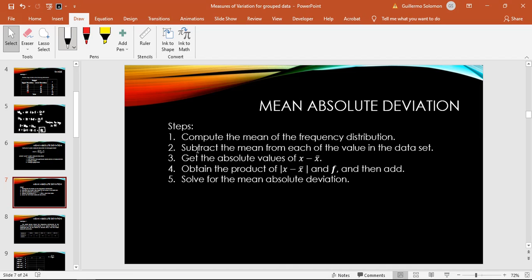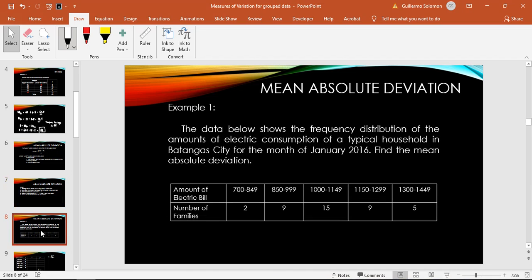Get the absolute values of x minus the mean and obtain the product of the absolute value of the difference of x and the mean and the frequency. Then add or get the sum. Then solve for the mean absolute deviation using the formula. Okay, let's now proceed to example number 1.